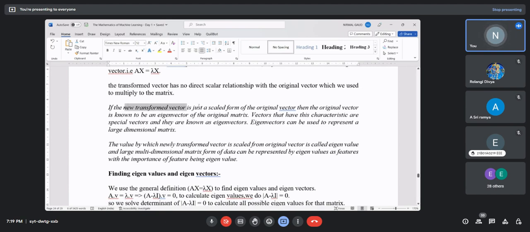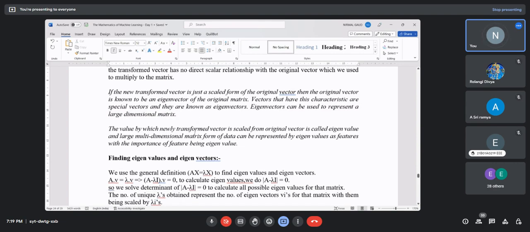So if the new transformed vector is just a scale of the original vector, then the original vector is known as the eigenvector of the original matrix. This kind of transformation is said to give an eigenvector. Vectors that have this characteristic are special vectors: they just get scaled up and there is no change in direction. These special vectors are called eigenvectors. Eigenvectors are used to represent large dimensional matrices.